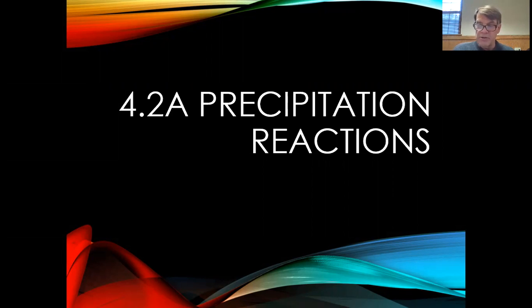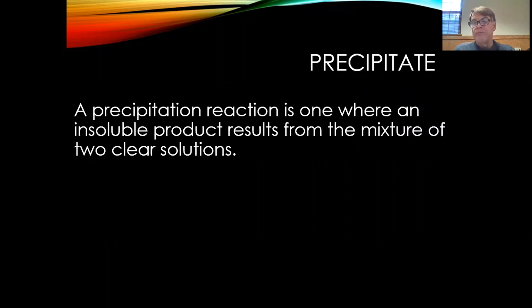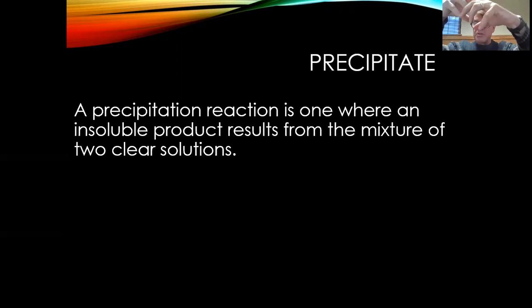Okay, precipitation reactions. What's a precipitate, you ask? Well, a precipitation reaction is one where there's an insoluble product that results from the mixture of two clear solutions. So you've got clear solution one, you've got clear solution two, you mix them together, and all of a sudden something appears. Where'd that come from?